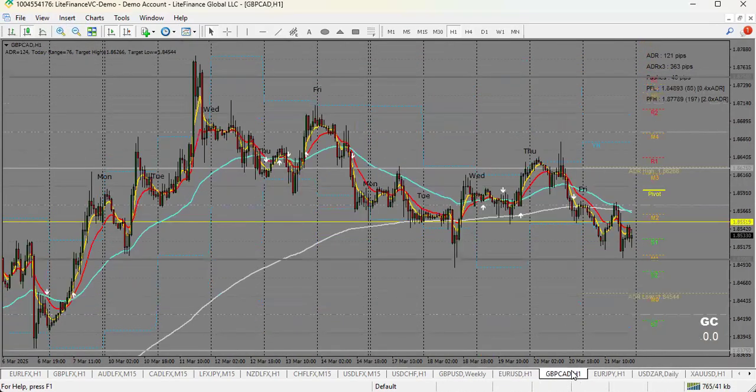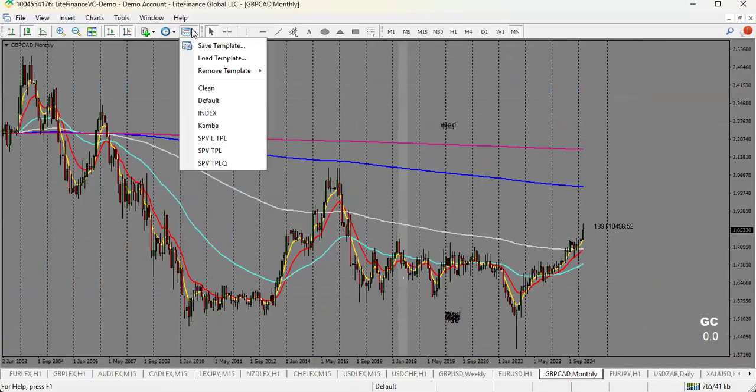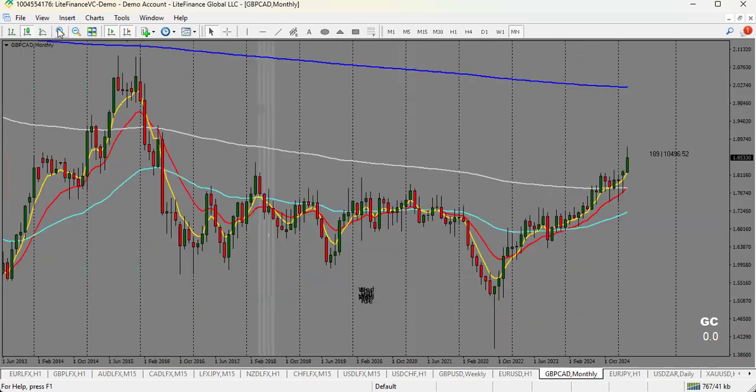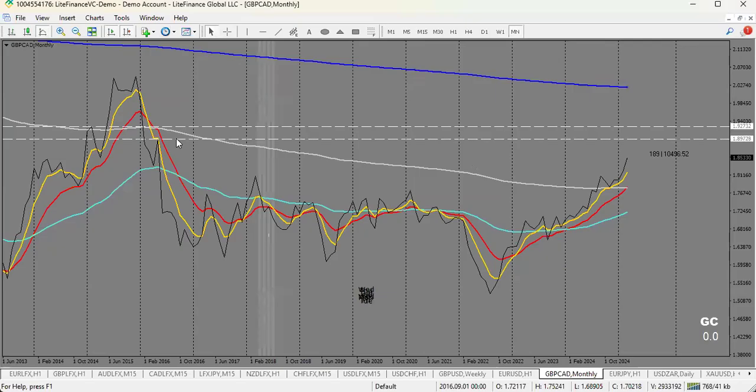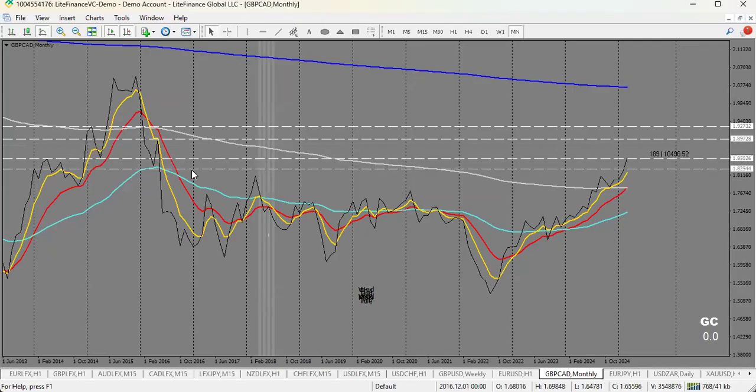Okay, so let us have a look at GBPCAD. We have been following this pair for quite some time now. It's one of our favorite cross pairs to trade. On the monthly time frame, we are looking at the market structure. What do we have here? Let me load the line chart, and we are looking at areas of support and areas of resistance that are close to the current market price.